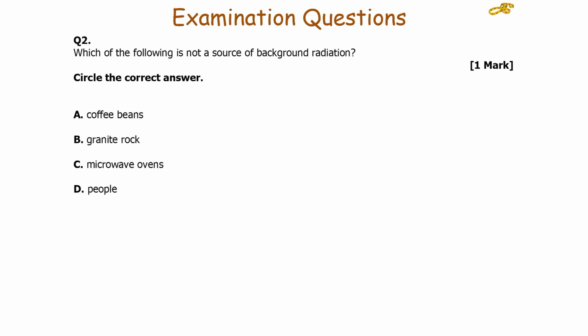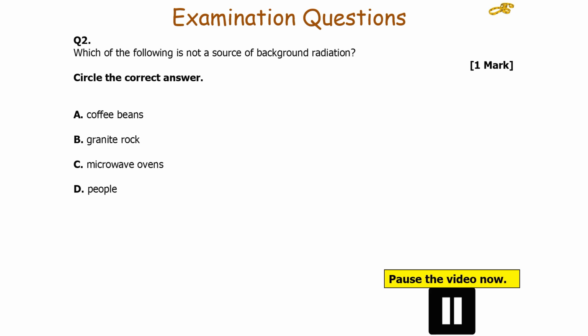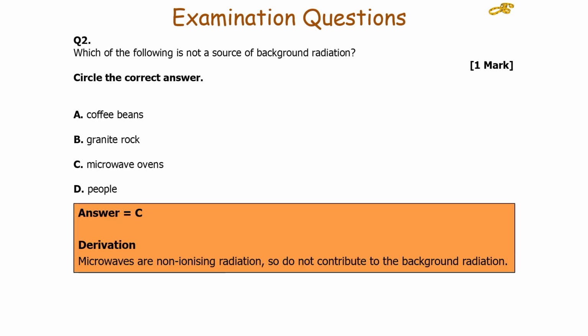Second question, which of the following is not a source of background radiation? So pause the video now, then unpause the video when you want to go through your answer. Well, the answer is C, because microwaves are non-ionizing radiation, so don't contribute to the background radiation, which is the background ionizing radiation of the Earth.